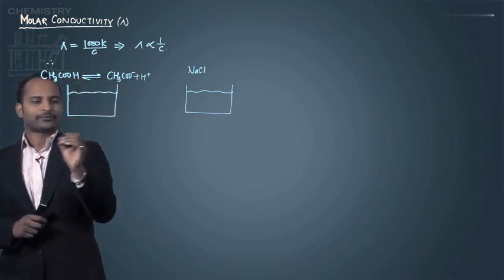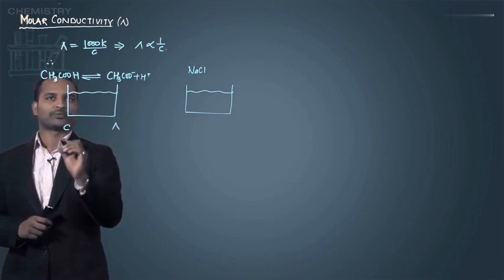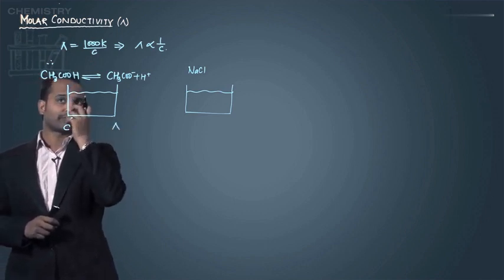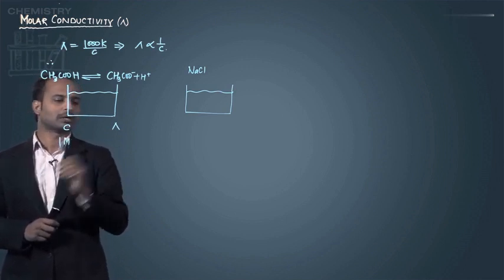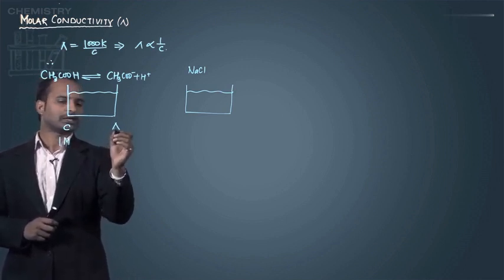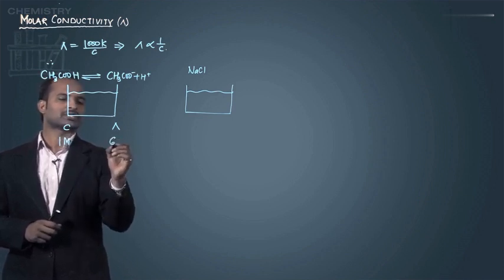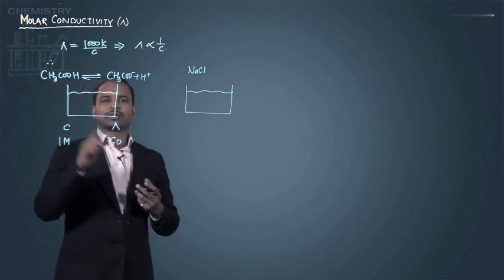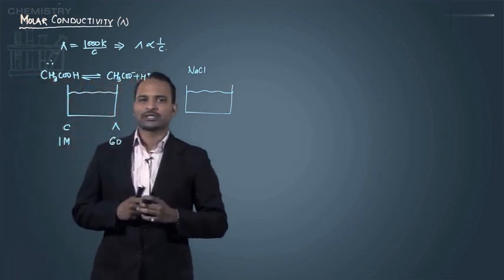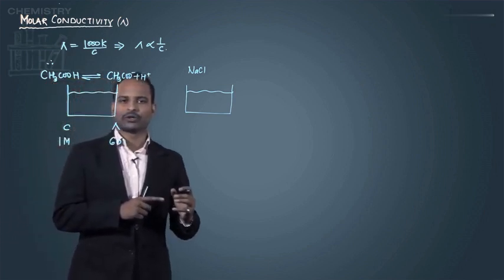So let's measure the concentration and the molar conductivity. Initially I added 1 mole of acetic acid in 1 liter solution, so the concentration is 1 molar. On measuring the molar conductivity, I got a value 60. As I said, only 10 molecules have been dissociated. That means a very small number of ions are present in the solution, so the conductivity is going to be lower.